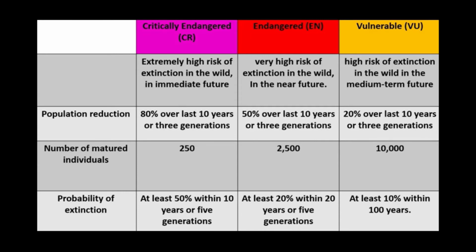Then vulnerable species, these are also at high risk of extinction in the wild in the medium term future, and the population reduction is around 20% over the last 10 years, and the number of mature individuals is around 10,000 and more, and the probability of extinction is at least 10% within 100 years.